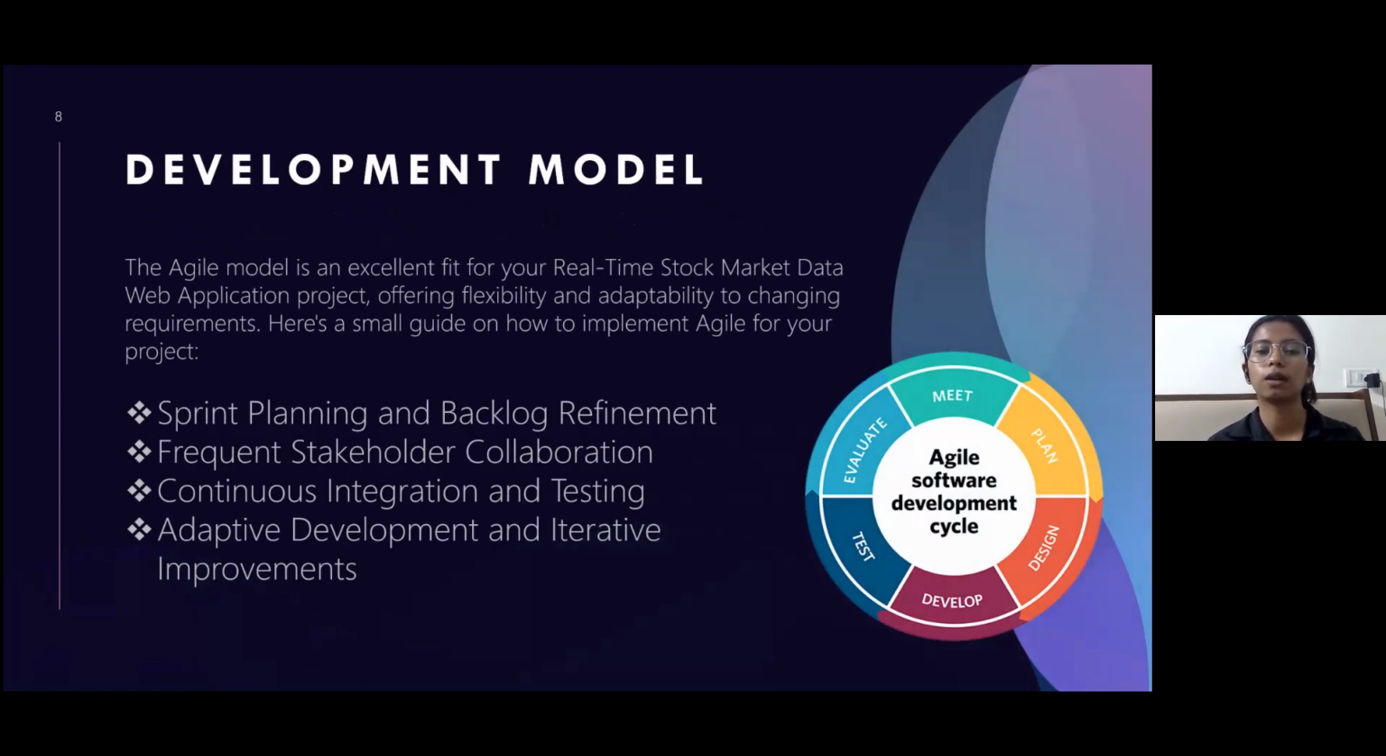It helps us break down the big task of building our app into smaller and manageable steps. Then again, we have frequent stakeholder collaboration. It's like having a weekly chat with your best friend. Agile encourages constant talk with the people who matter, the users and stakeholders.